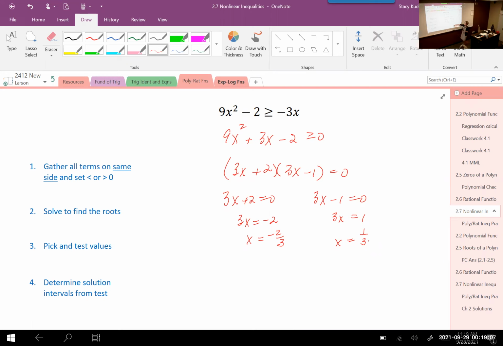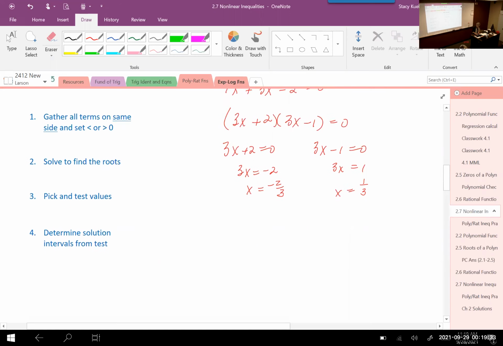What's the multiplicity on these roots that we just found? Multiplicity for each of their factors would be 1, right? This is the factor here. This is in factored form, right? This is a root. Multiplicity here is 1, so we would be crossing at each of these places, right? Kind of a refresher on your polynomial graphing.